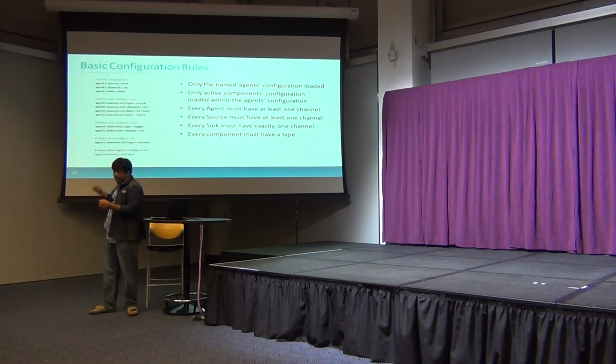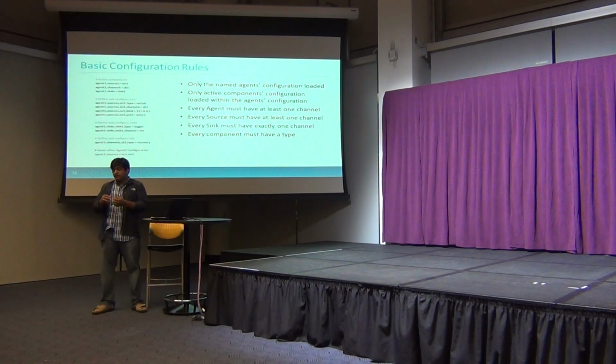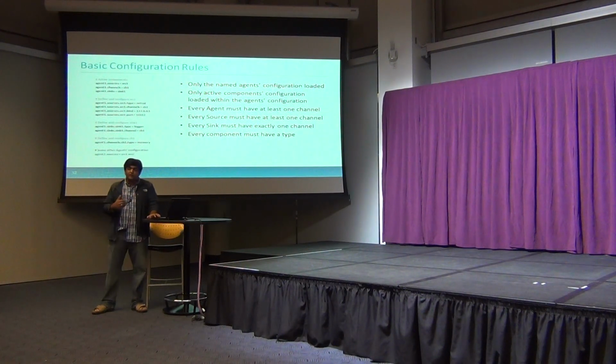So in this file, you can actually see agent1 and agent2. But if you start it and say the name of the agent is agent1, only agent1's components will be picked up. Agent2's components will be ignored. So that allows you to have one single configuration file for your entire deployment. You don't have to have different files and things like that.